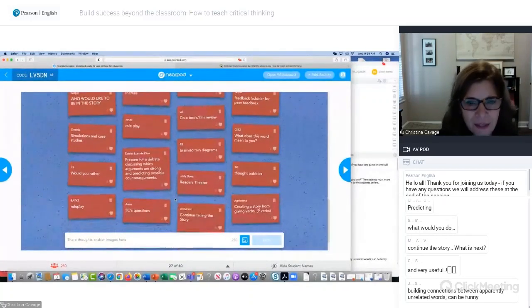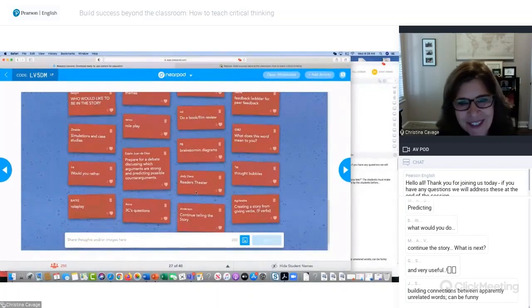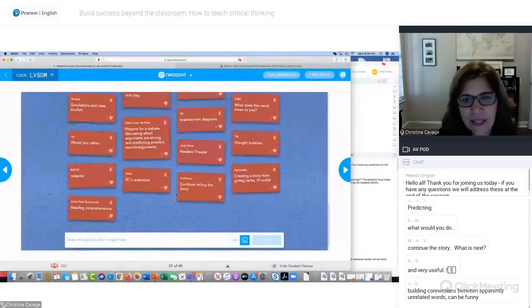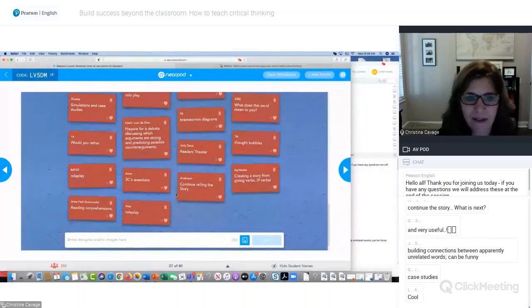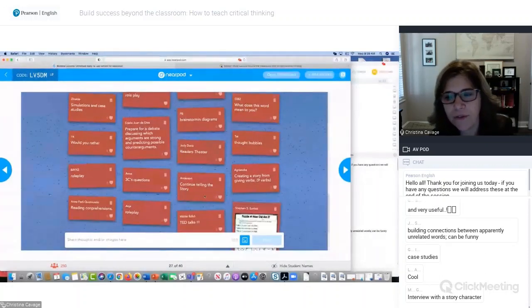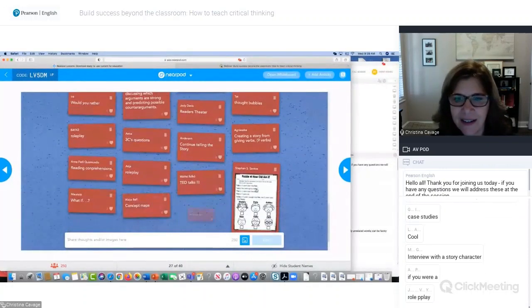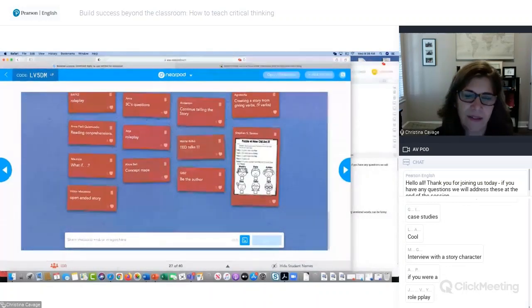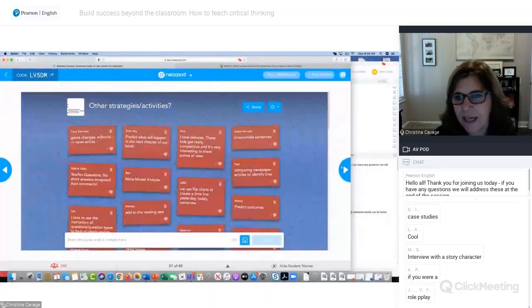Okay. Would you rather? Reader's theater. Yes, we're going to talk about that in a minute. The 3 C's. Continue telling the story. Love that as well. Role playing. So wonderful ideas there. The image with the puzzles. Okay. Being an author. So just great ideas.